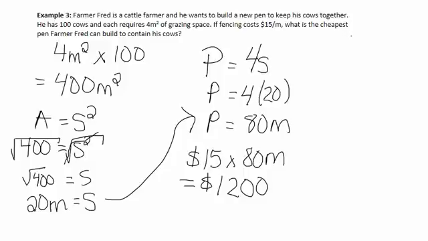And we know that it's the cheapest and most efficient because we used our optimal area and perimeter equations, which we solved for above.